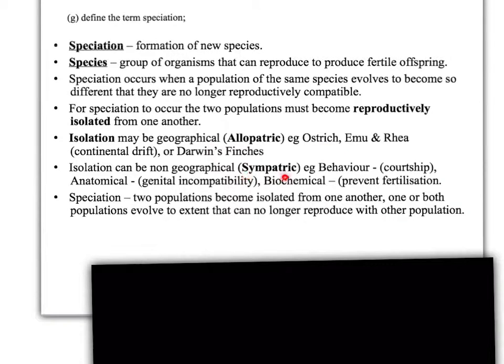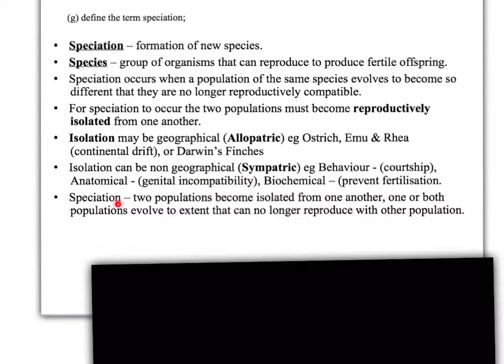There's another type of speciation which we can talk about, which is sympatric, which essentially means there's some sort of non-geographical isolation of two groups within the same population. This can be due to all sorts of reasons: different courtship routines, anatomical or genital incompatibility, or biochemical reasons that prevent fertilization. Okay, so this happens to two groups of the same species that actually live in the same geographical region, but for some reason the two groups have become isolated from each other.